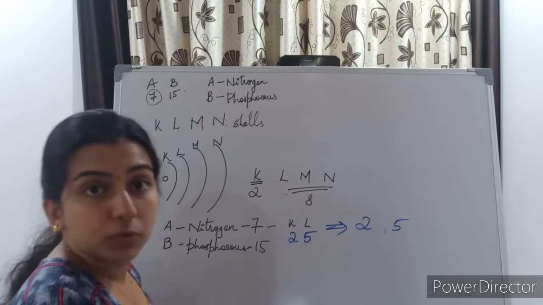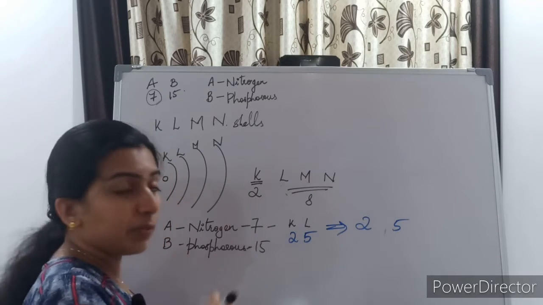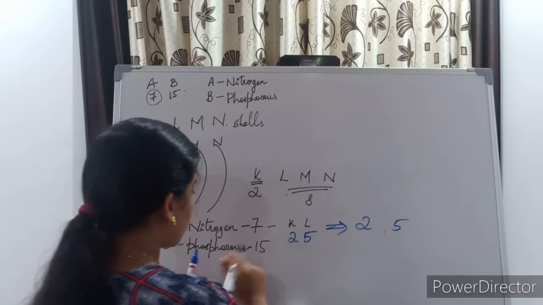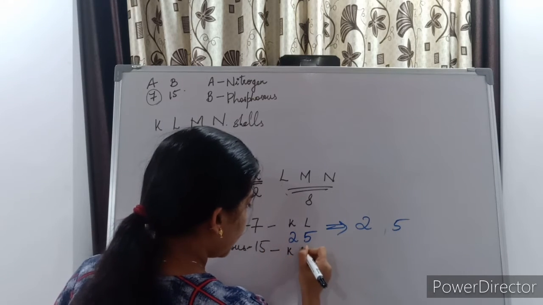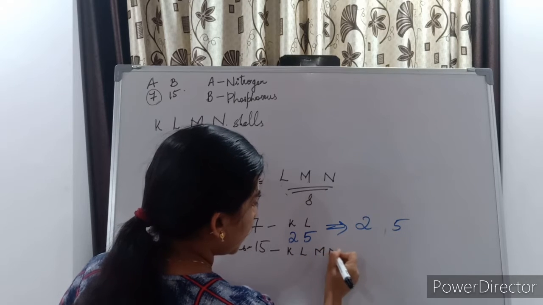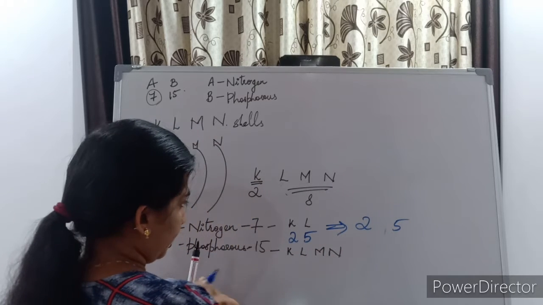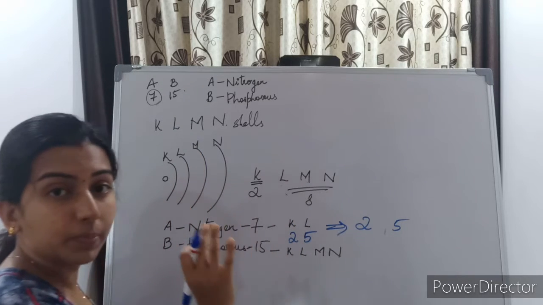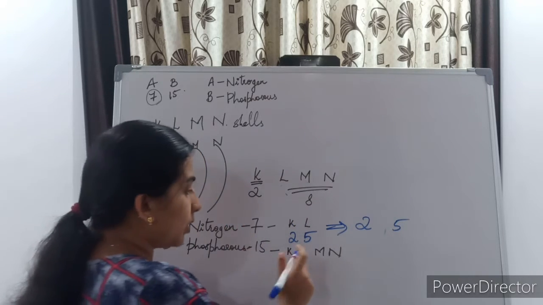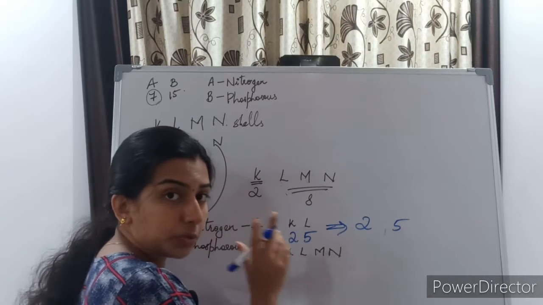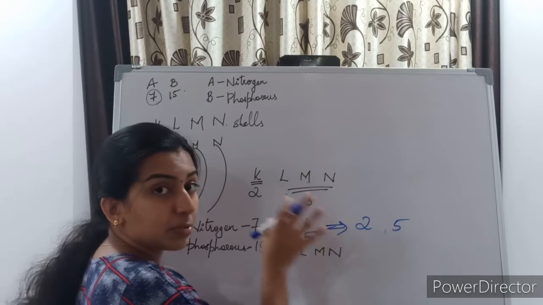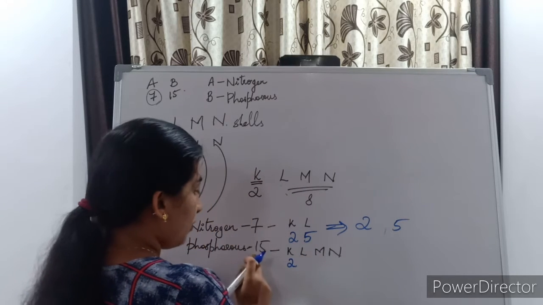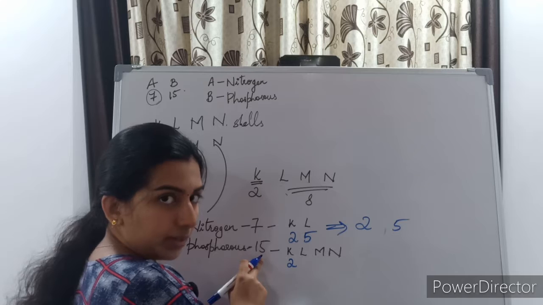So what will be the total number of electrons? 15 will be the total number of electrons in phosphorus. Same way, K, L, M, N. As above, K will always have a capacity of accommodating 2 electrons. So in the K shell there will always be 2 electrons only, and in all the other shells 8 electrons can be filled. So 2 is filled in the K shell. So 15 minus 2, 13 are remaining.